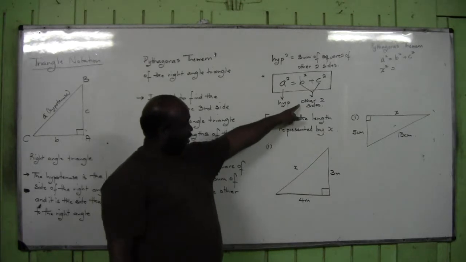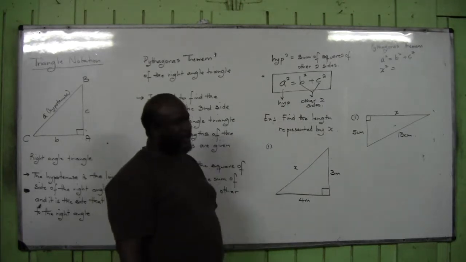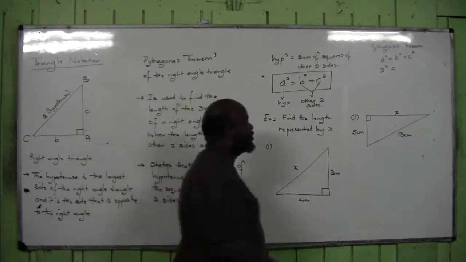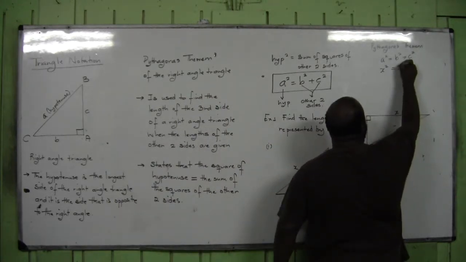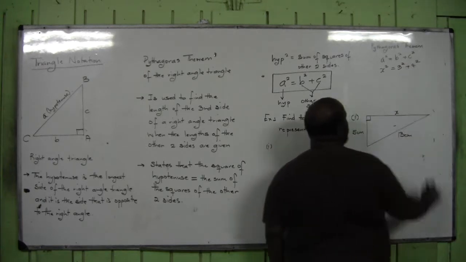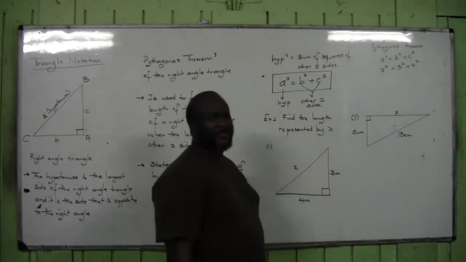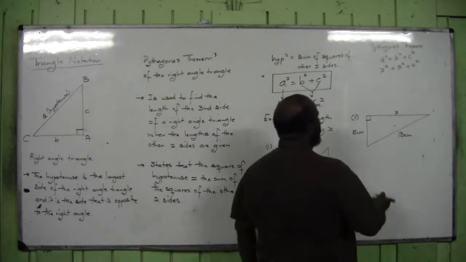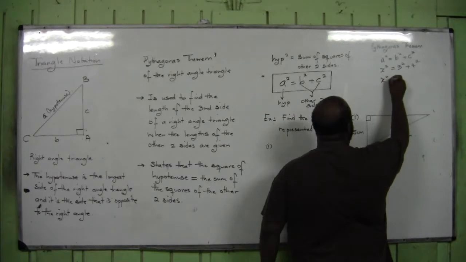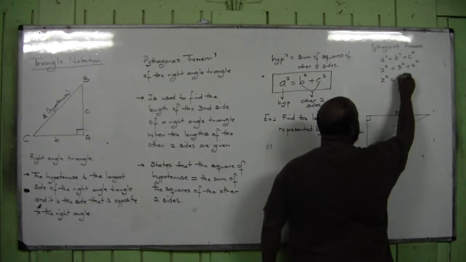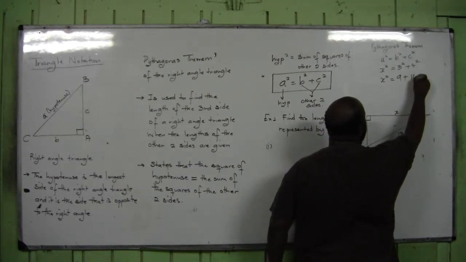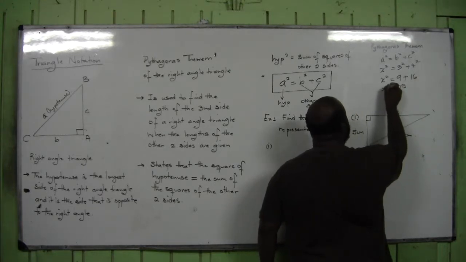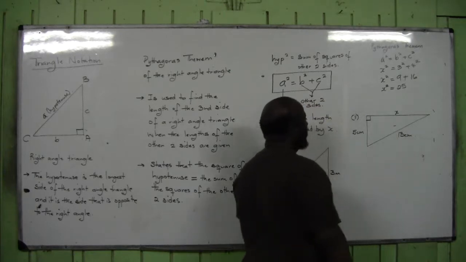What do B and C represent? The other two sides. What are the other two sides? 3 and 4. So this is 3 square plus 4 square. I told you I'm a creature of habit. I always write my small number first. So let's work it out. This is x squared. 3 square is 9. 4 square is 16. 9 plus 16 is 25. So x squared is equal to 25.